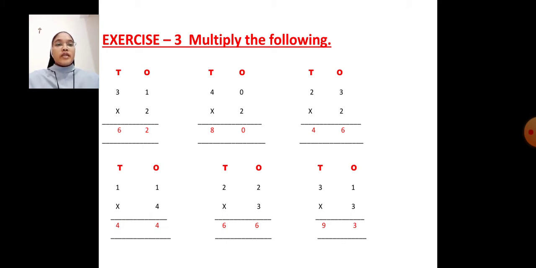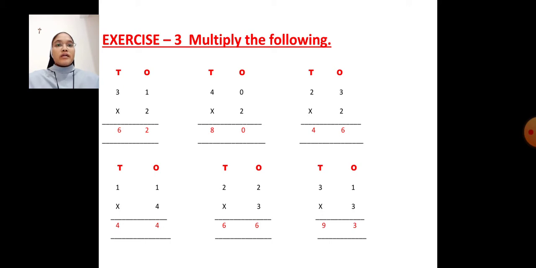Next 23 into 2. First we have to multiply ones digit. Then we have to multiply tens digit. 2's table we have to say 3 times first. 2 3's are 6. And in ones place you have to write answer 6. Then 2's table we have to say 2 times. 2 2's are 4. So in tens place you have to write 4. 23 into 2. Your answer will be 46.